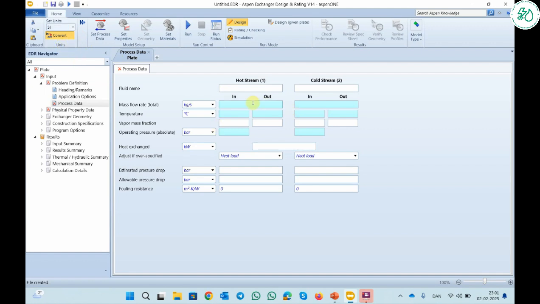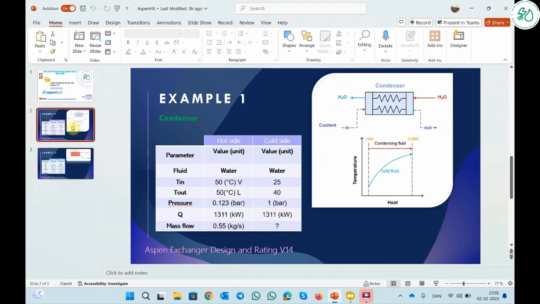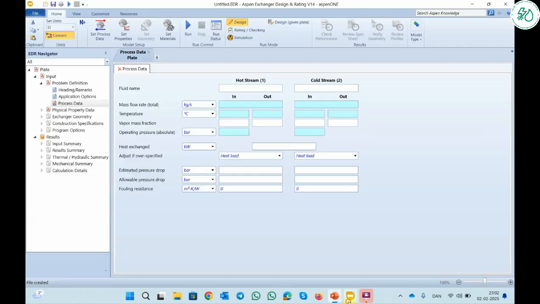In this tab, we should input the information for the hot stream and cold stream, and we know the information of both. Okay, the name of the hot stream is water and the name of the cold stream is coolant. The mass flow rate of the hot stream is 0.55. The input temperature is 50 degrees and the output temperature is also 50 degrees.